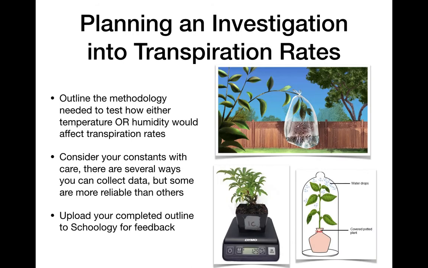Okay, and this is your final task for today: you need to write for me an outline methodology of how you're going to test how either temperature or humidity is going to affect transpiration of plants. I want to see a methodology where you have what your procedure is going to be, what your constants are, and how you're going to collect your data. Here are some examples of how you can collect data. For this kind of experiment, you can just put a bag on a leaf and see how much water is produced, comes off from evaporation and then transpiration, and then condenses into water.